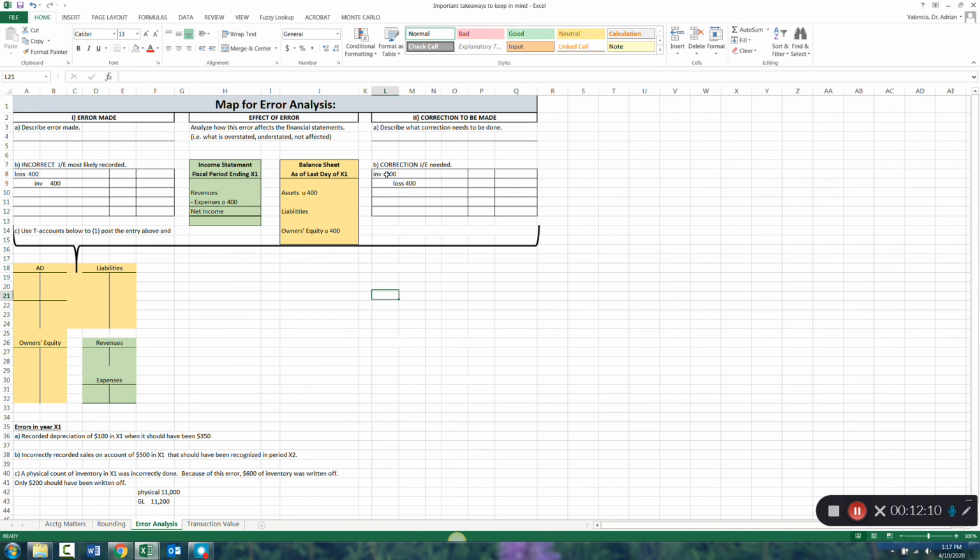So don't get caught up in the details here of how I went about this analysis one way or the second way. The idea here again is for you to have a systematic approach in handling errors. Okay. Think about what error was made. Think about how that affects the reports that you're looking at, and immediately think about how you're going to correct it so that those reports are correct. All right, this concludes the video on error analysis.